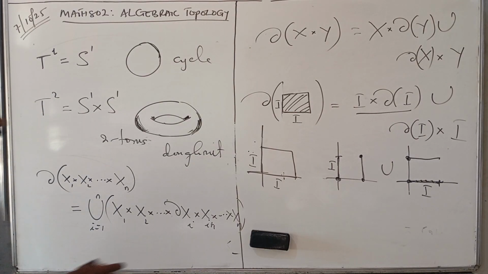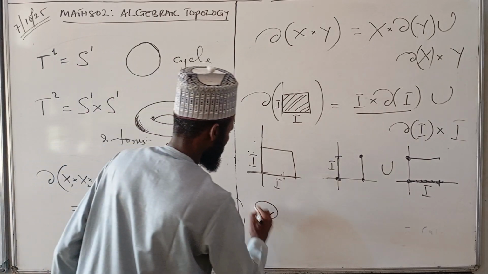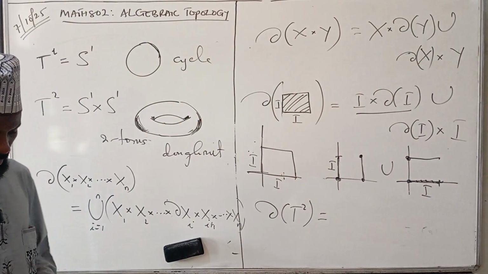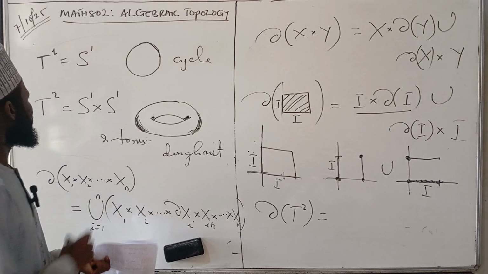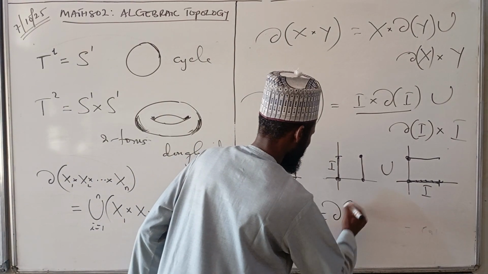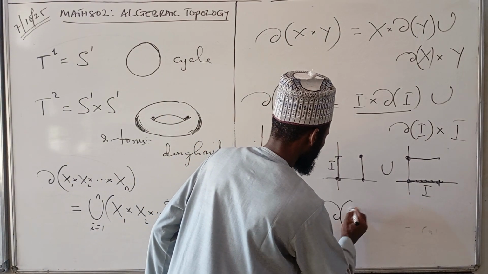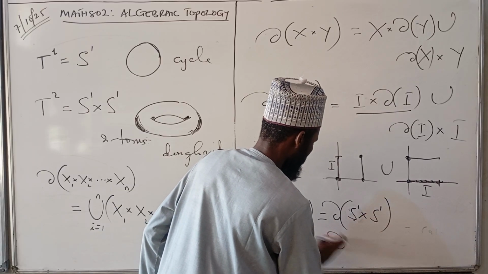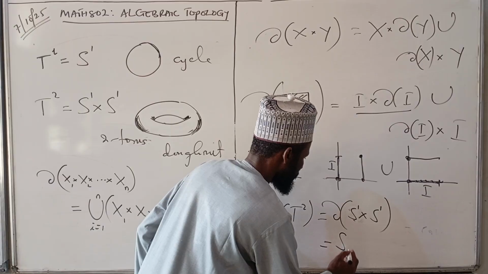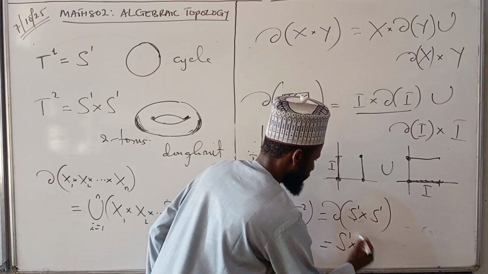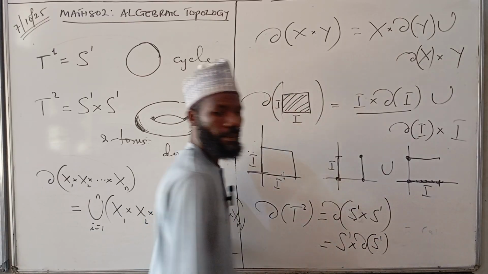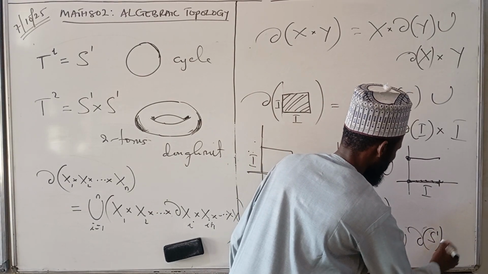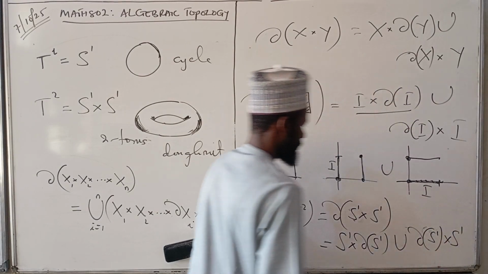But now what is the boundary of the torus? What will be the boundary of the torus? Well, a torus is S1 cross S1. So it will be S1 cross boundary of S1 union boundary of S1 cross S1.